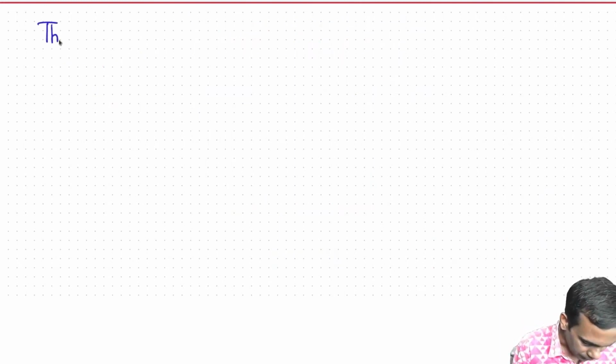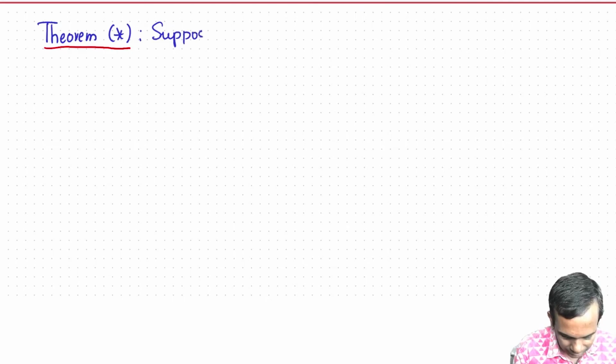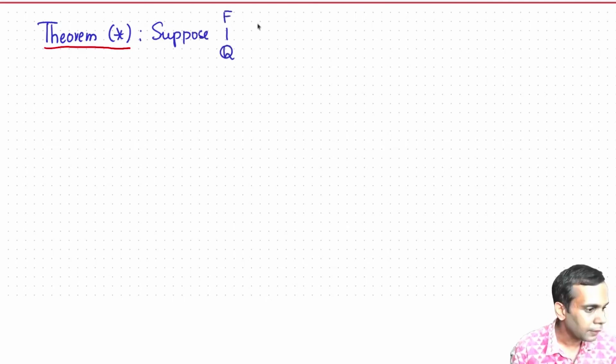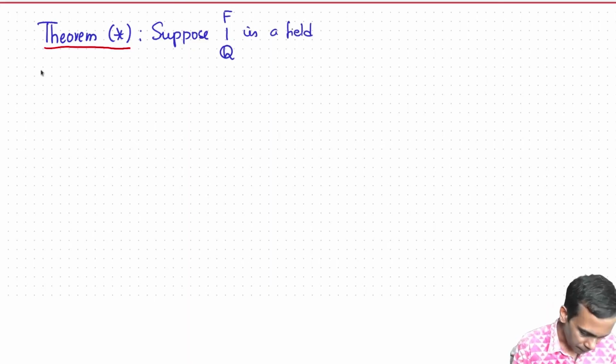So here's a theorem. I'll call it theorem star. It's going to be used later. It's going to be important in what follows. So the theorem says that suppose I have a field extension F over Q, where F is a field. Now we look at three cases.